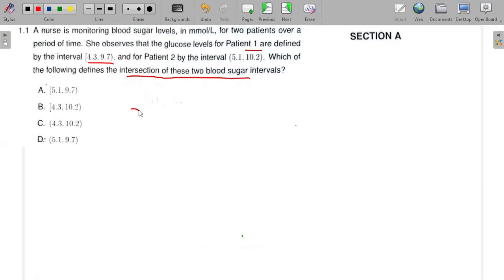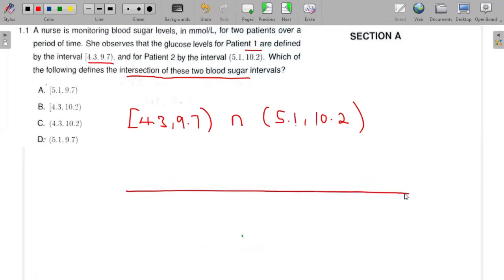So the first one is 4.3 all the way to 9.7, and then the other one is 5.1 all the way to 10.2. The easiest way we can find this intersection is by using the number line. The lowest number that I can see here is 4.3, and then comes 5.1, 9.7, and then 10.2 somewhere. So let's plot this on this number line.